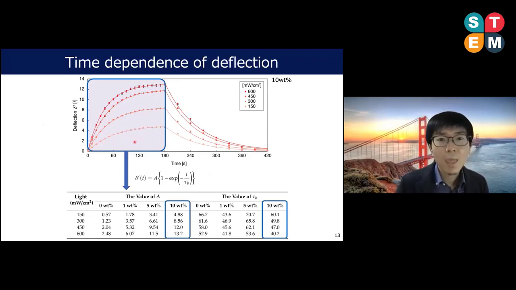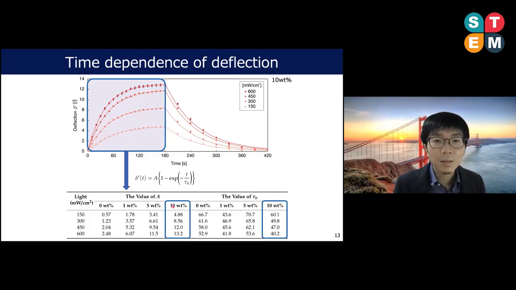The analysis was separated into the photo bending process and then the unbending process. So first, the photo bending process was evaluated by the plot. The obtained result was fitted to this equation. This equation comes from chemical reaction kinetics. I assumed photoisomerization. The amount of photoisomerization is proportional to the deflection. As a result of this fitting, I obtained A and tau B.